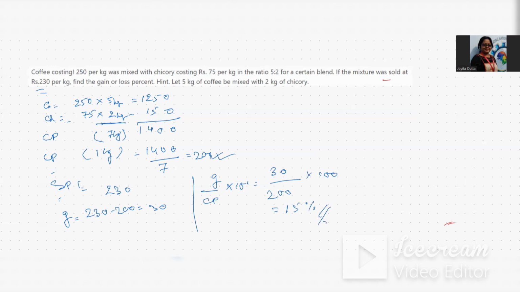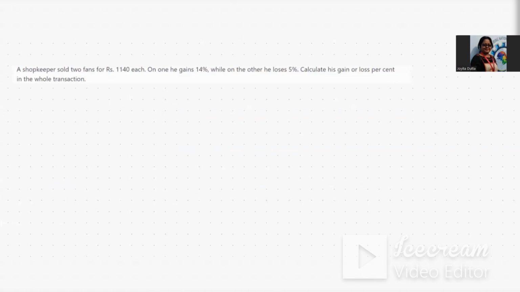The last question. A shopkeeper sold 2 fans for rupees 1140 each. So there are 2 fans, and the selling price of each is 1140. Now on one he gains 14%, while on the other there is a loss of 5%. So for case 1, if I consider the cost price as X, I'll have to find the cost price. I'm given the selling price.